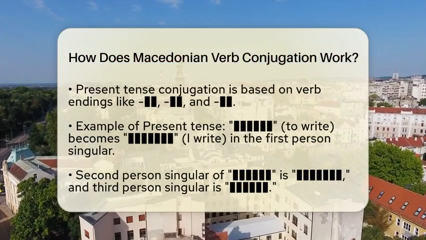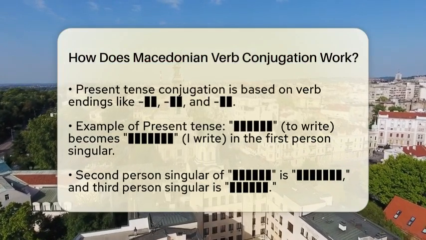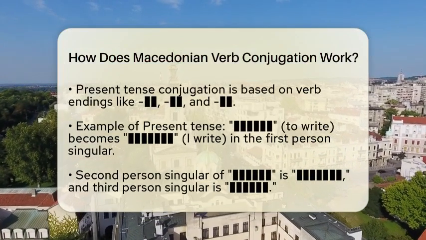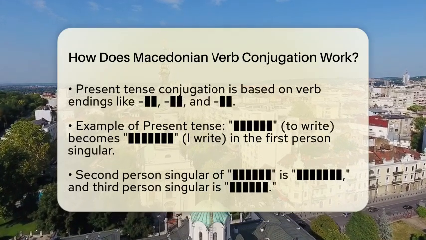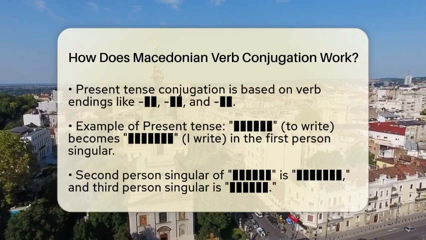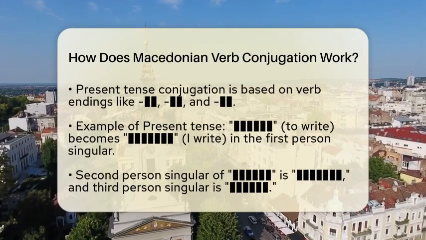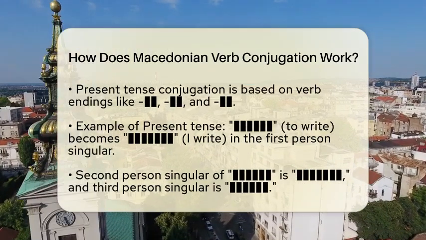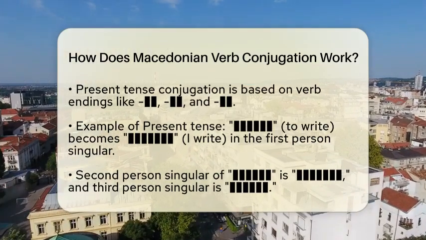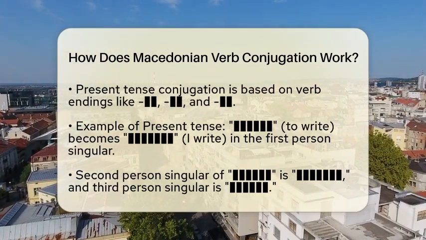Common endings include am, yem, and em. For example, the verb peishea uveaya, which means to write, is conjugated as follows. In the first person singular, it becomes peishea uveaem. For the second person singular, it is peishea uveasha. The third person singular form is peishea uvea.